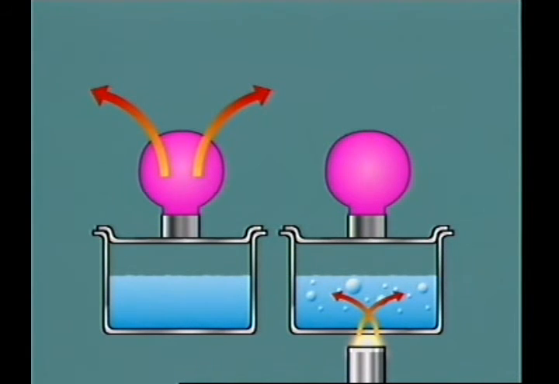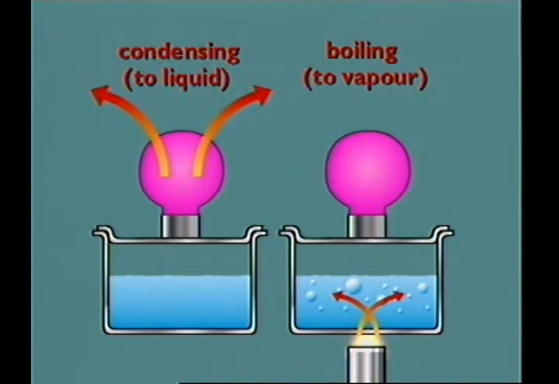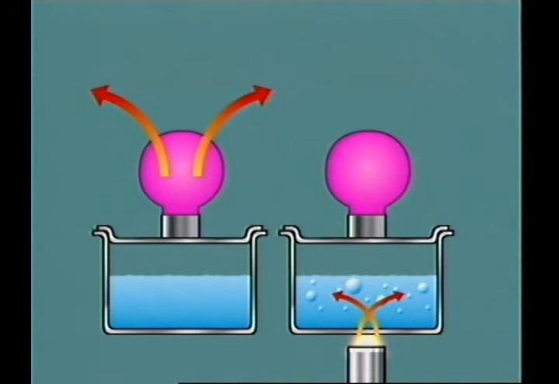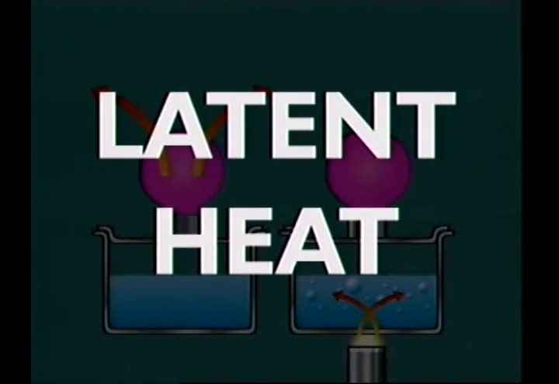The greatest quantity of heat movement occurs during these changes of state, while a liquid is boiling and changing into a vapor, and when a vapor is condensing back into a liquid. This is known as latent heat.